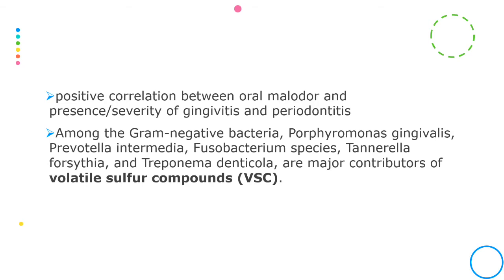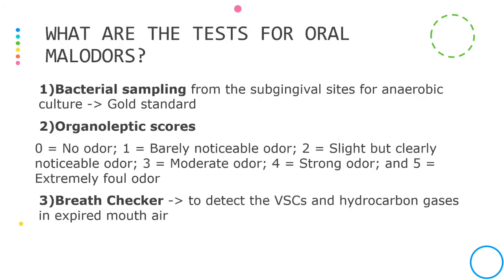Among the gram-negative bacteria, Porphyromonas gingivalis, Prevotella intermedia, Fusobacterium species, Tannerella forsythia, and Treponema denticola are major contributors of volatile sulfur compounds. The tests for oral malodor include first, bacterial sampling, which by the way is the gold standard. The bacteria are sampled from the gingival sites for anaerobic culture. Secondly is through organoleptic scores, which use a scale of 0 to 5. And thirdly is the breath checker, used to detect volatile sulfur compounds and hydrocarbon gases in expired mouth air.